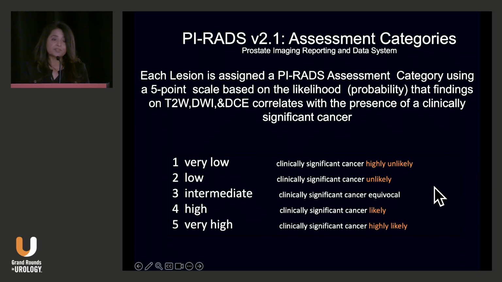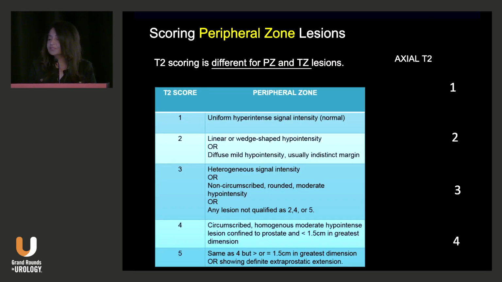But remember, this is only for detection of clinically significant tumor, not for staging, not for post-treatment evaluation, because that's something that I feel there's still confusion about. So the scoring for peripheral zone lesions is different from the transition zone. This is just an example from the ACR website. You can see this is all listed on there.